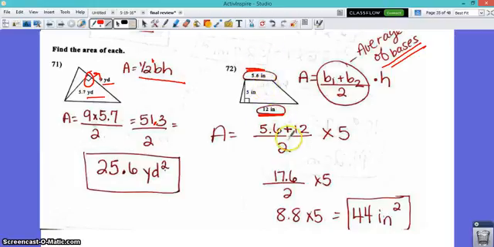So you have to add them together and divide by 2. So when you do that, you get 8.8. Okay, because you had 5.6 plus 12 is 17.6 divided by 2 is 8.8, or 8 8/10. Now, you're going to multiply that by the height. Okay, again, the height is right next to the right angle, the altitude, and you would get 44 inches squared.